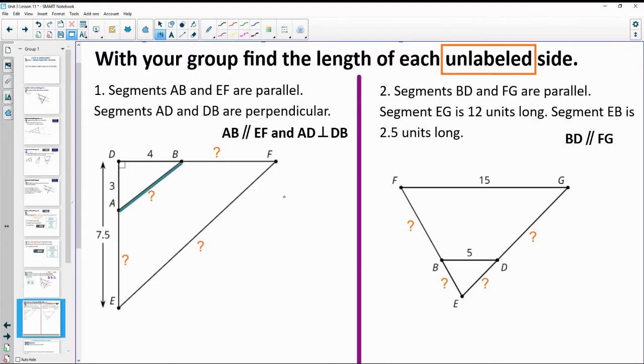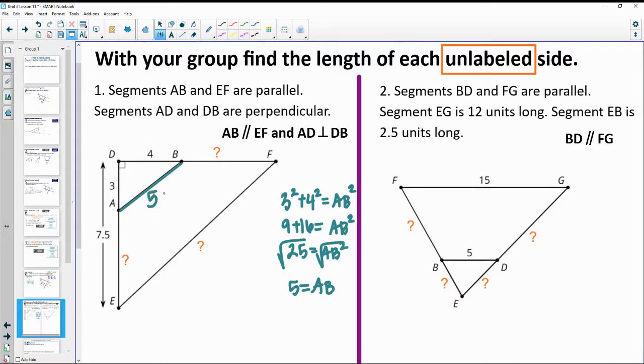So we would do 3 squared plus 4 squared equals that side squared. So 9 plus 16 is equal to side AB squared, so 25 is equal to AB squared. Then we would square root both sides and we'd get 5 is equal to AB. So we know that piece is 5. Another thing you can see is that this whole length here is 7.5. If the whole thing is 7.5 and this little chunk is 3, we can just subtract: 7.5 minus 3 is 4.5, to get this piece.